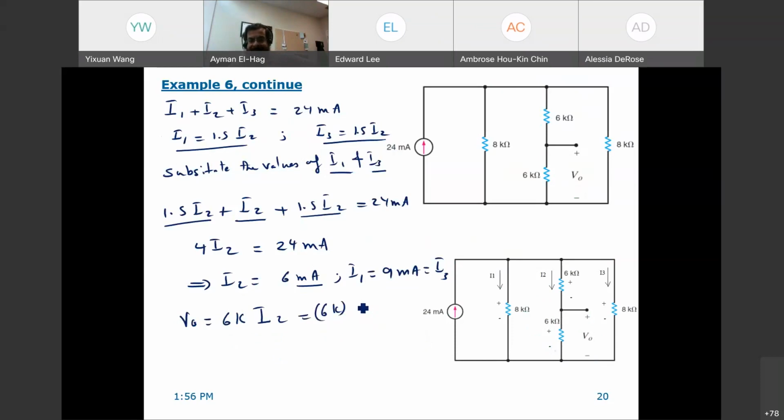What is I2? It is 6 milliamps. This will cancel with this, so you'll have 36 volt. Okay. So this is the solution for this question. Now with this we are done with Ohm's law, with KCL and KVL, and this question is at the level of the exam question. This is what you expect to see in the exam: multiple loops, multiple branches, different currents.